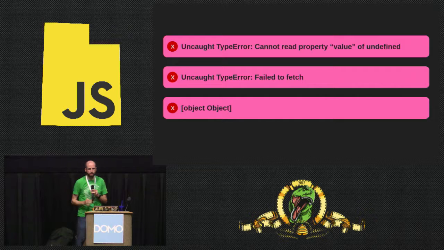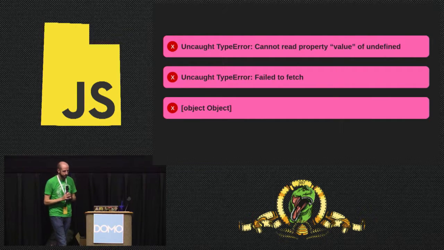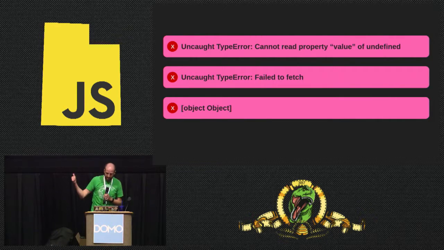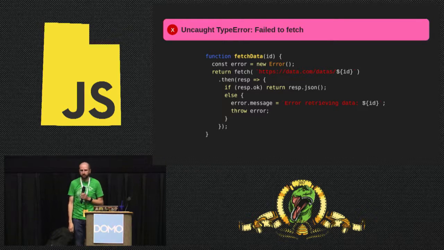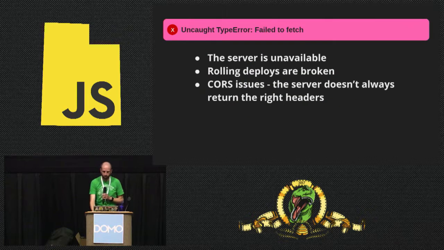So let's go back to these. I mentioned these at the very start. We talked about this, cannot read property value of undefined. I didn't really talk about failed to fetch. Let's talk about failed to fetch. As we dove a little bit more into how failed to fetch happens, we saw these particular errors inside our application with failed to fetch, and there were a lot of these.